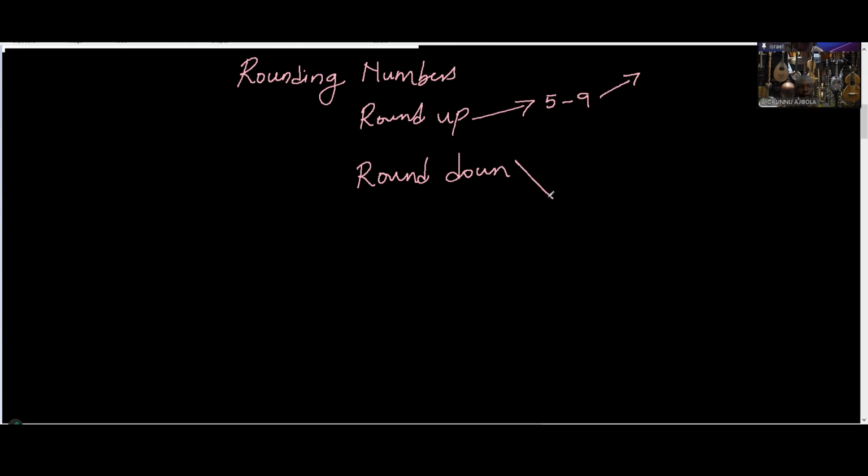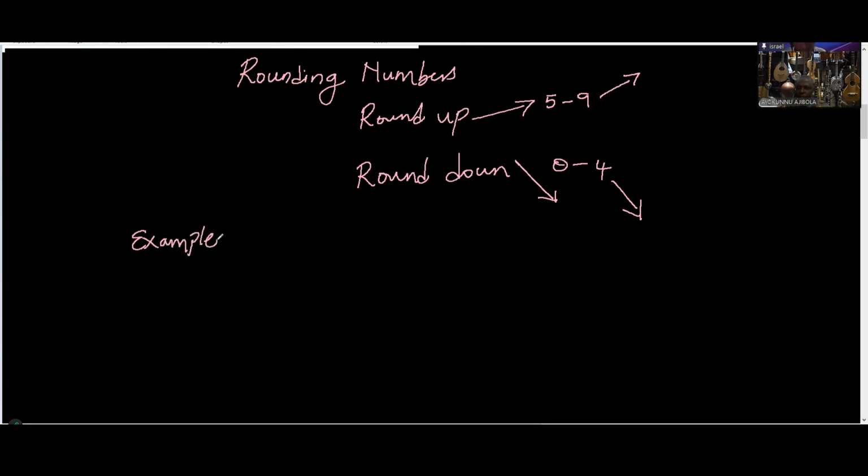But when do we round down? When the digit after the place value we're considering is between 0 and 4, we round down. Okay?